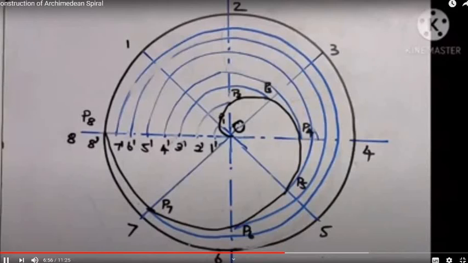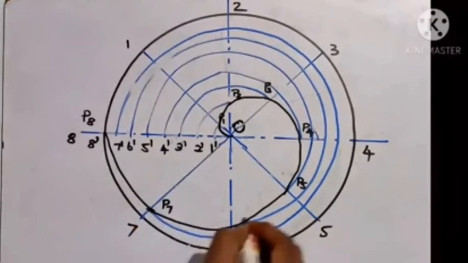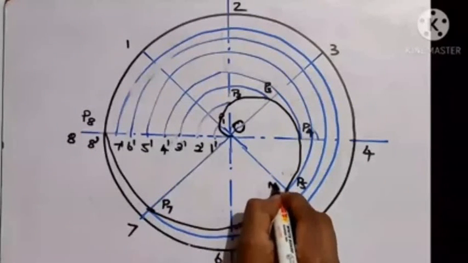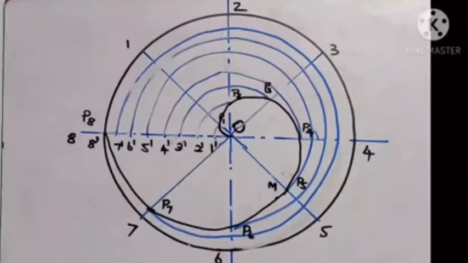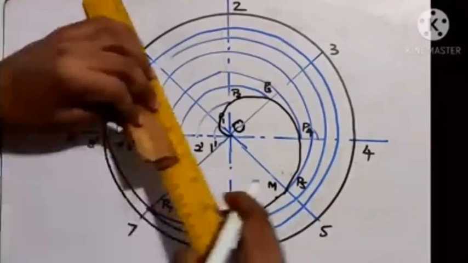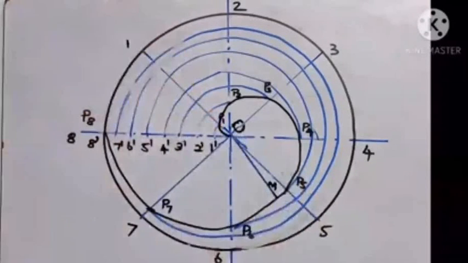So next, the question mentioned that you need to choose any point on the curve, name that point as capital M, and draw the tangent and normal for that. Let me choose a point. Let's assume you have chosen this particular point as capital M. Once you're done with that, from the point M you need to draw a line to point O. So this is my point M, and from there I am going to connect to O, something like this.